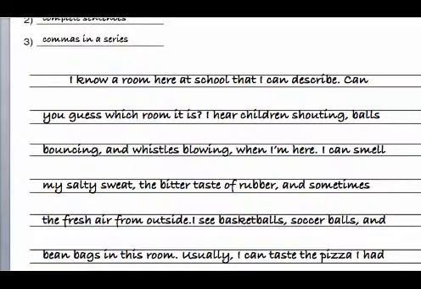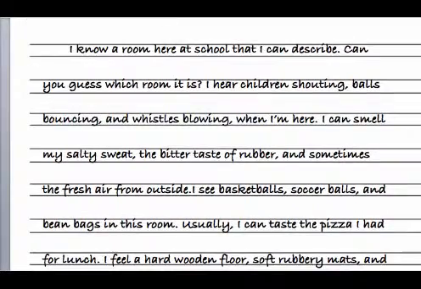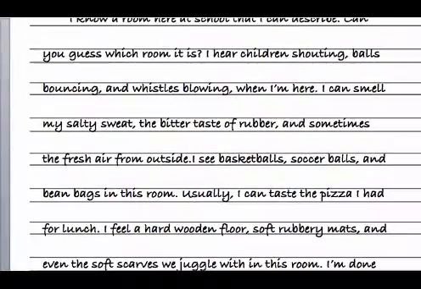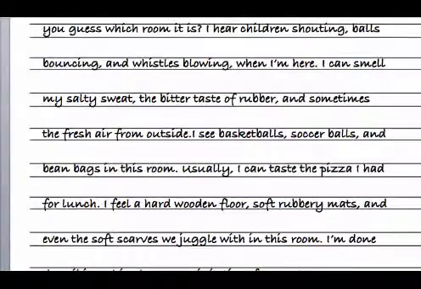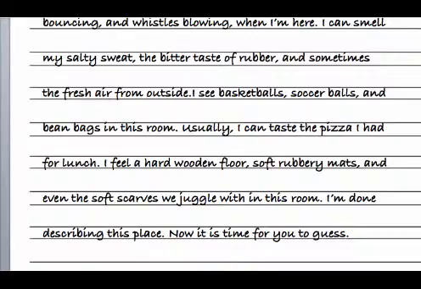Go back to the beginning of your story and quietly read it through. If one of your sentences doesn't sound right, then there is probably something wrong. Fix it so that it sounds correct.